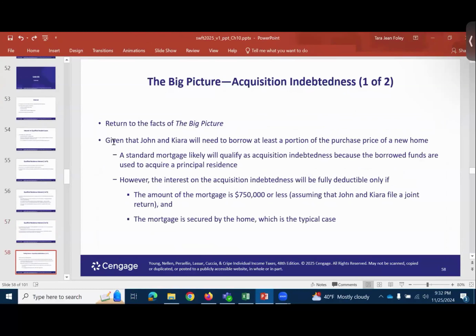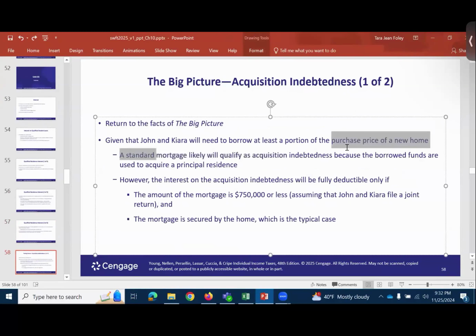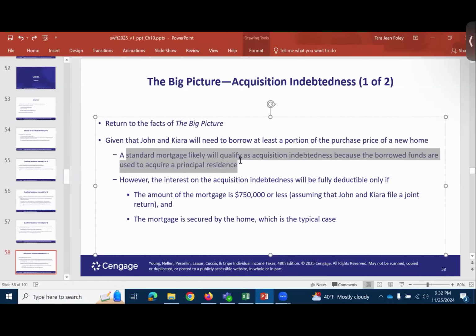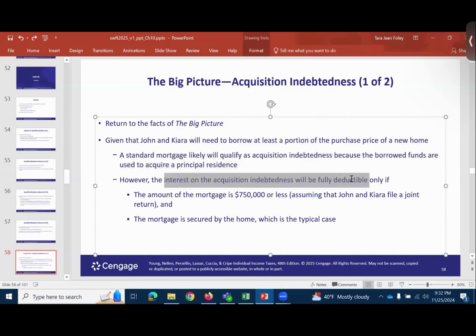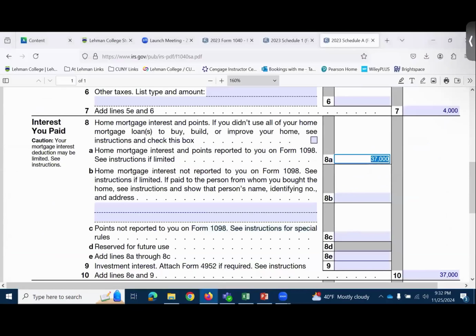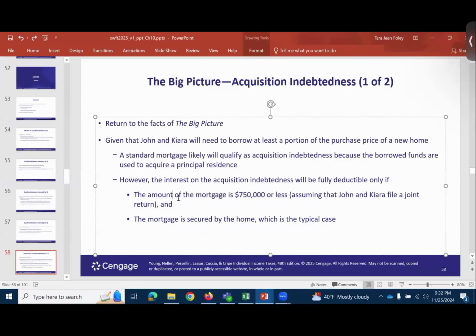So given that John and Kira will need to borrow at least a portion of the purchase price for a new home, a standard mortgage will likely qualify as acquisition because the borrowed funds are to acquire a new principal residence. The interest on the acquisition will be fully deductible only if the amount of the mortgage is $750,000 or less. The whole entire mortgage. Okay, not the interest. It'd be that the whole entire mortgage is $750,000. We don't know what the interest would be.